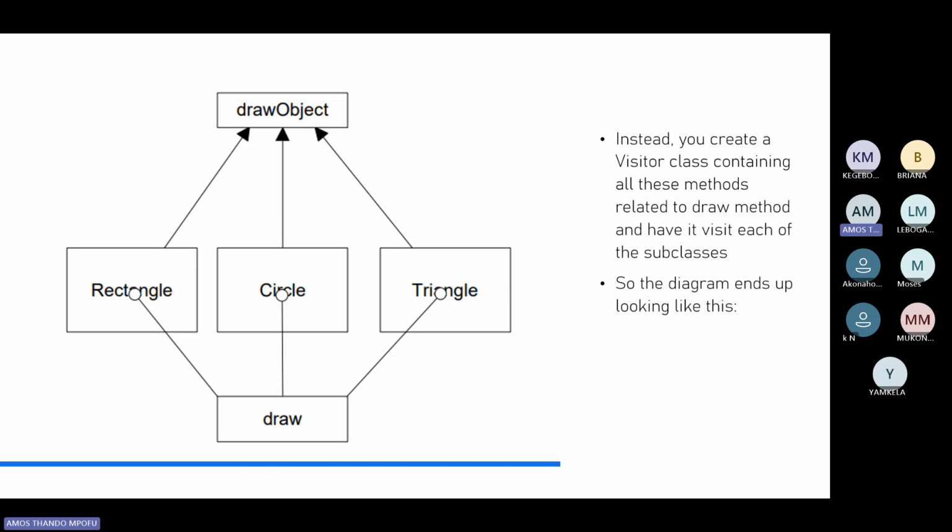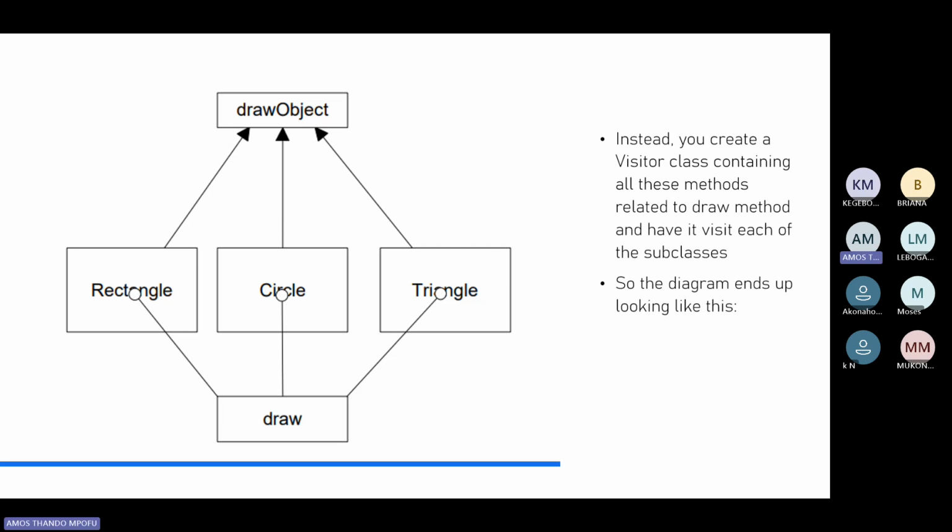So instead, you create a visitor class containing all these methods related to drawing, and you have it visit each of the subclasses. That class that you're going to create that has all those common methods, which is the draw method and its utility or helper methods, we're going to call the visitor class. Why is it a visitor? I want you to always liken or equate something that you see in school to the real world.